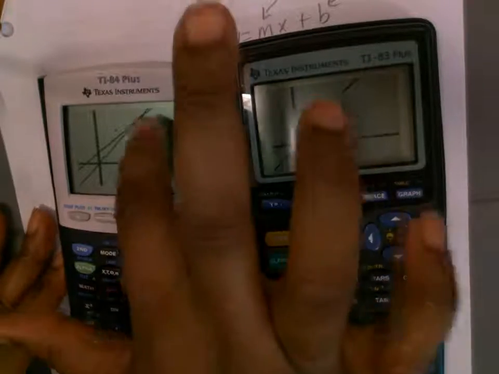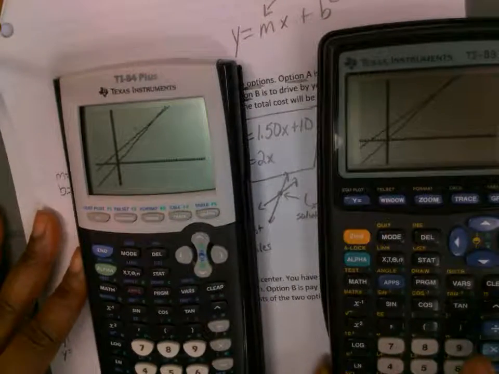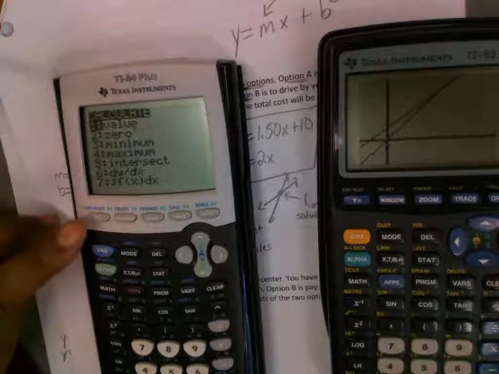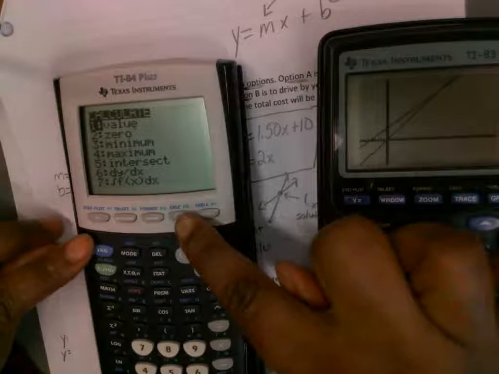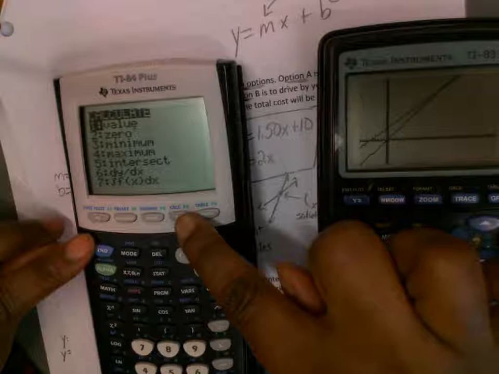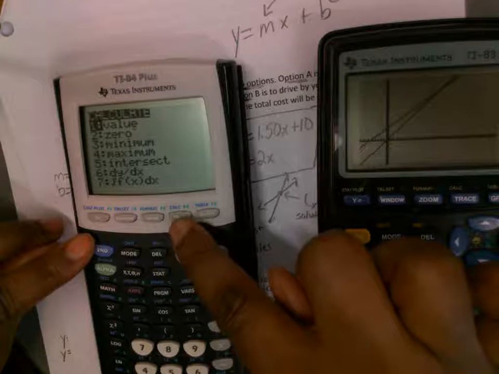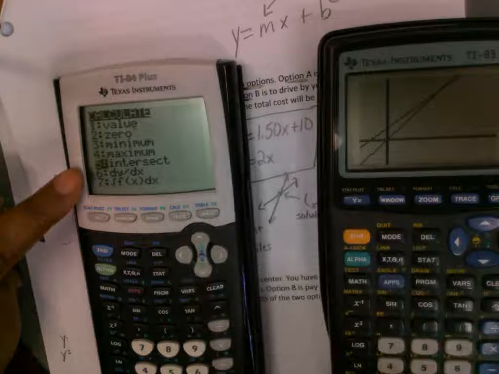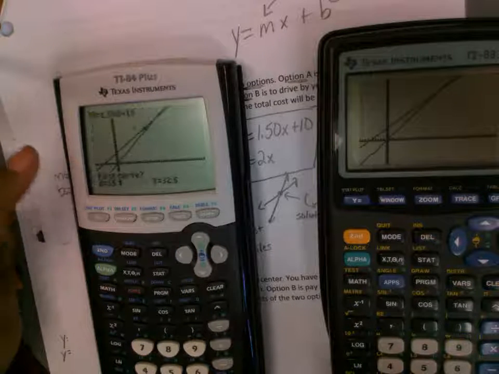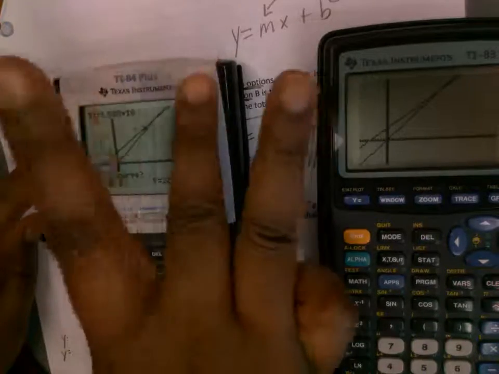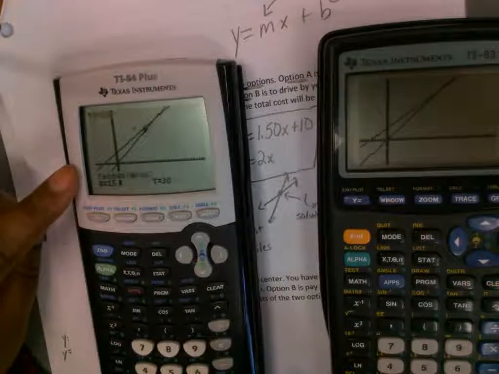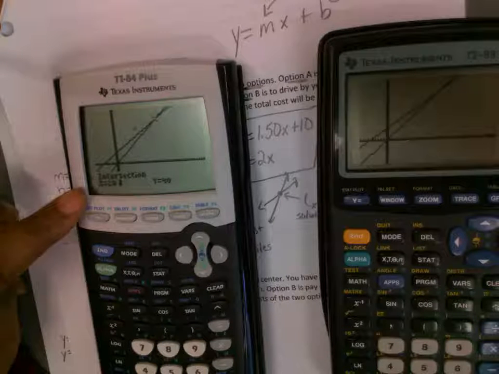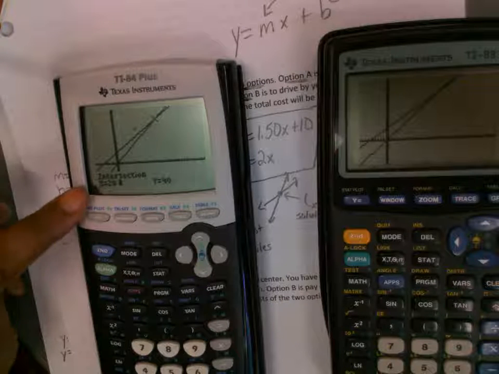All right, so now in order to find where it crosses or where it intersects, go second, trace. So press the second button and the trace button. Trace is right here. And now you want to go to intersect because you want to figure out where it crosses. And now you just press enter 3 times. So press enter 1, 2, 3. And your answer is at the bottom of the screen. X is 20, Y is 40.